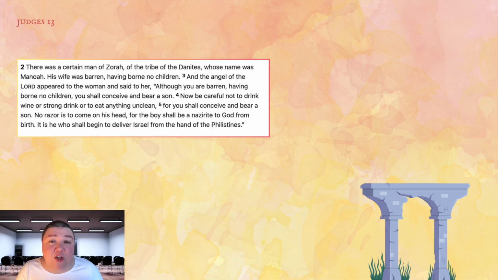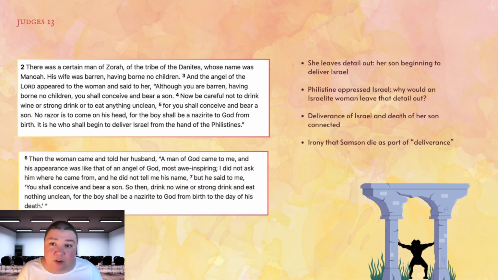Now the woman the angel spoke to goes to her husband, Manoah, and reports on what the angel has told her. Verse 6. Then the woman came and told her husband, a man of God came to me, and his appearance was like that of an angel of God, most awe-inspiring. I did not ask him where he came from, and he did not tell me his name, but he said to me, you shall conceive and bear a son. So then drink no wine or strong drink, and eat nothing unclean, for the boy shall be a Nazarite to God from birth to the day of his death.